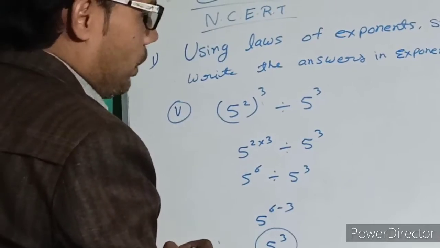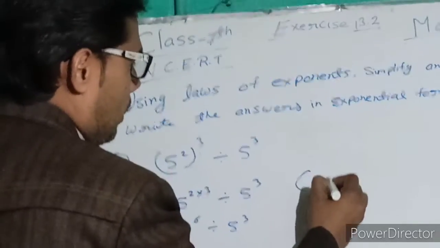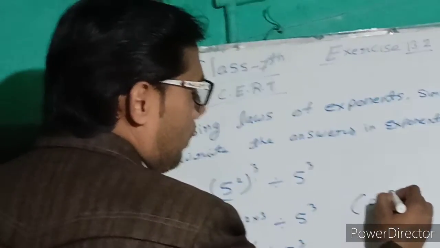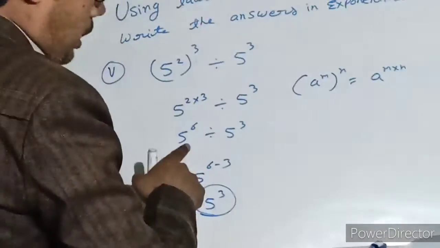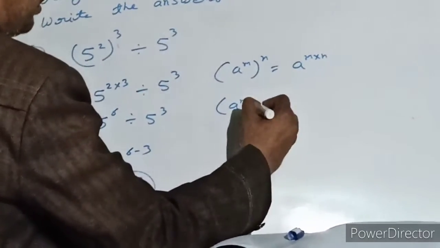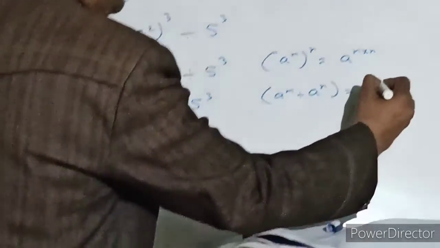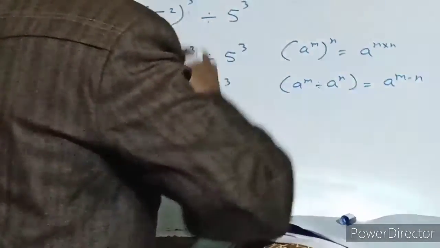So what formulas have we used here? Here we used a raised to the power m whole power n equals a raised to the power m into n, and here we have used a raised to the power m divide a raised to the power n equals a raised to the power m minus n.